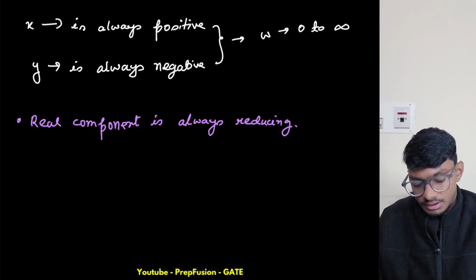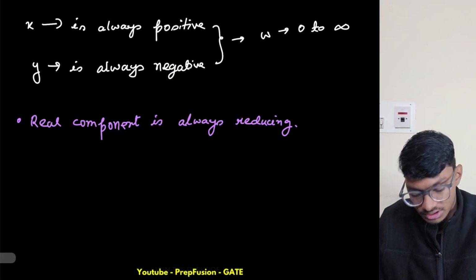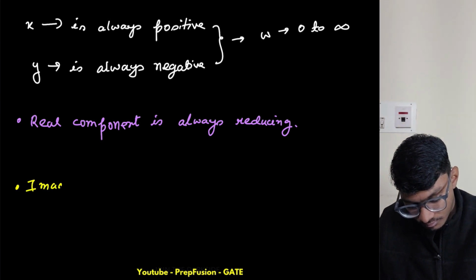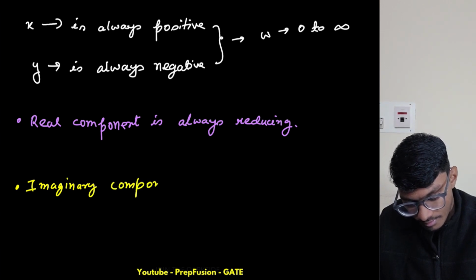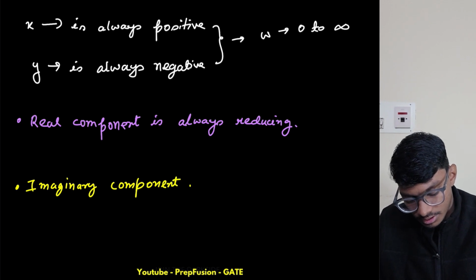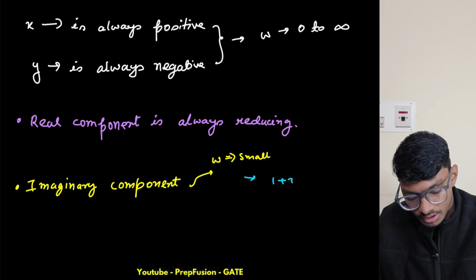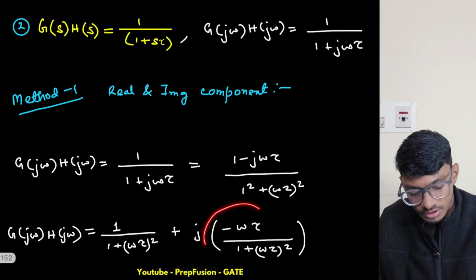Okay, like the real component is always reducing. Now what about my imaginary component? There are two parts. If omega is small, just during the starting phase, what is happening? In 1 plus omega tau square, I can simply ignore this 1 and write this as 1. So this gets converted into omega tau itself.